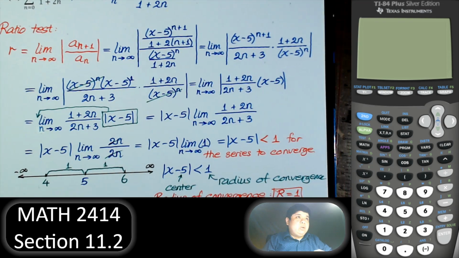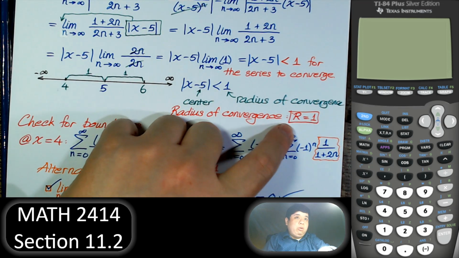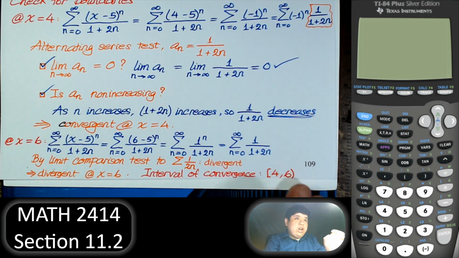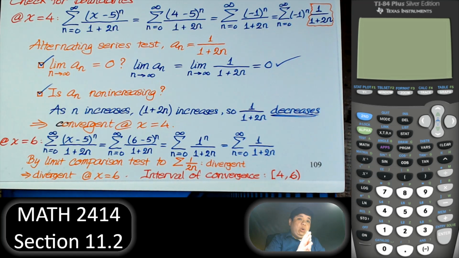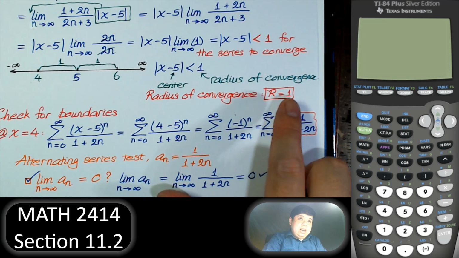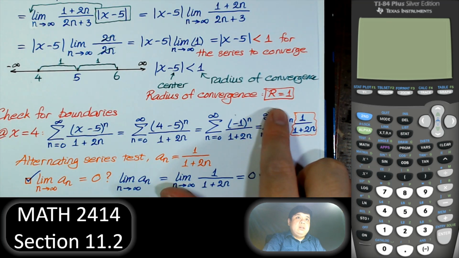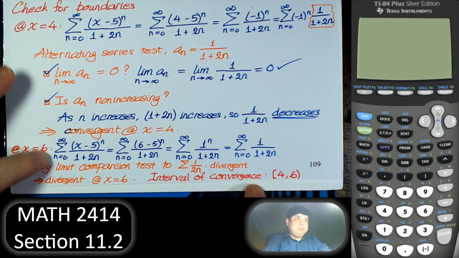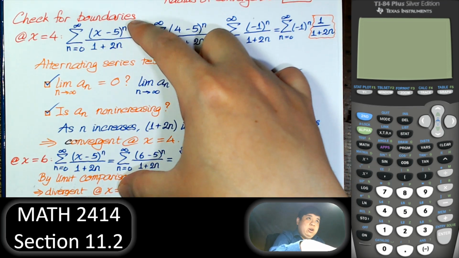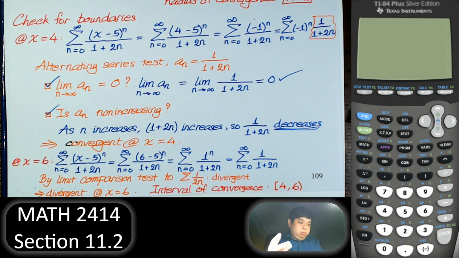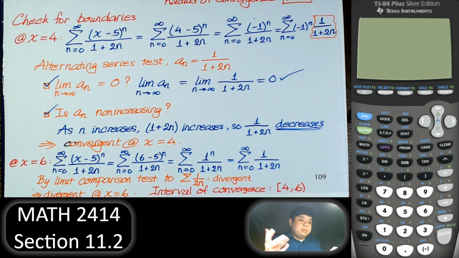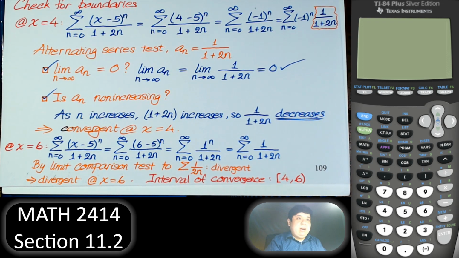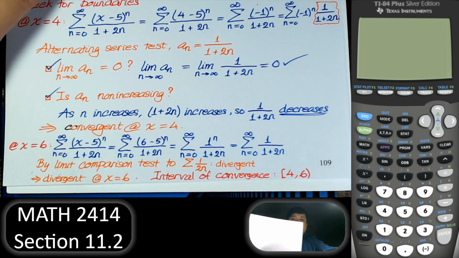So the ratio test will give us the radius of convergence, and then we're going to check the boundary. By the way, we only do that if the radius is a finite number. If this is equal to 0 or infinity, we don't need to do this. We only need to check the boundary when the radius of convergence is a positive finite number. Right, so we get to check the boundary.